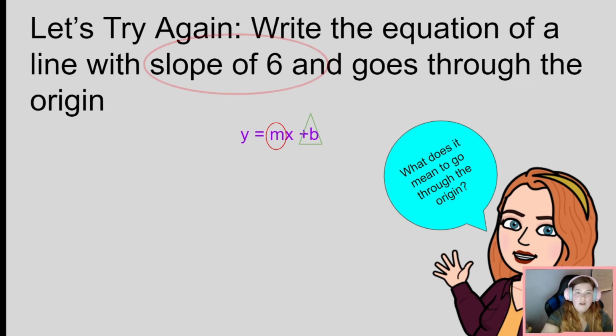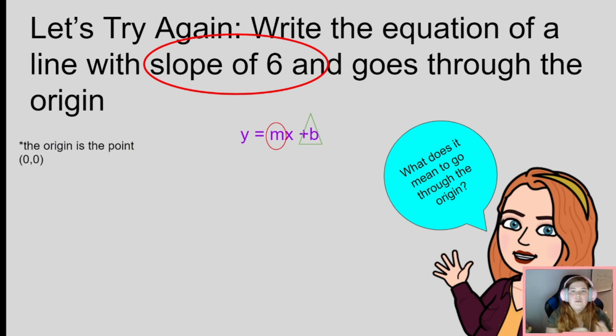We know the slope. The slope is 6. It tells me that right off the bat. Write the equation of a line with slope of 6. We know that. But it says it goes through the origin. And we have to figure out, what does that mean? Where is the origin on a graph? The origin is the point (0, 0). It's that point smack dab in the middle where my axes cross. So it's the point (0, 0). So this actually does tell us our y-intercept. Our y-intercept is the origin. You just had to know that the origin is (0, 0).